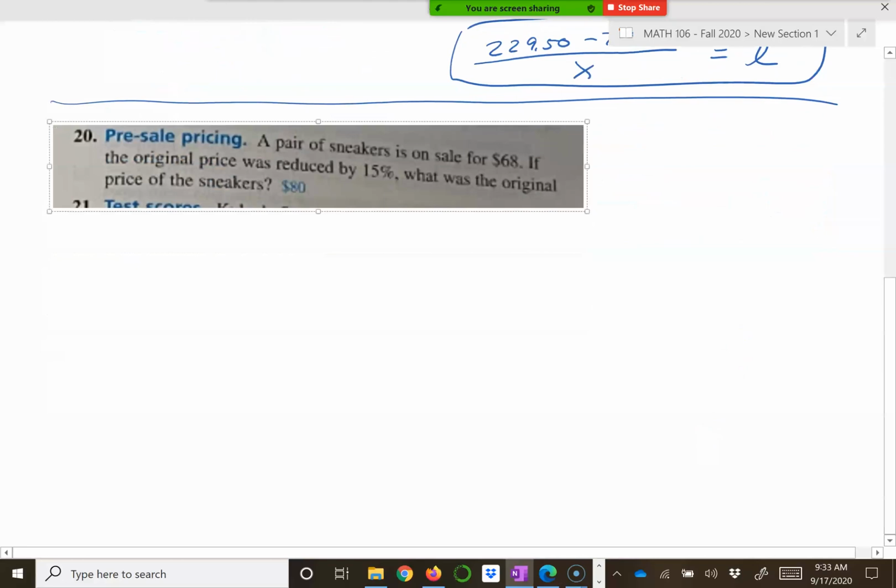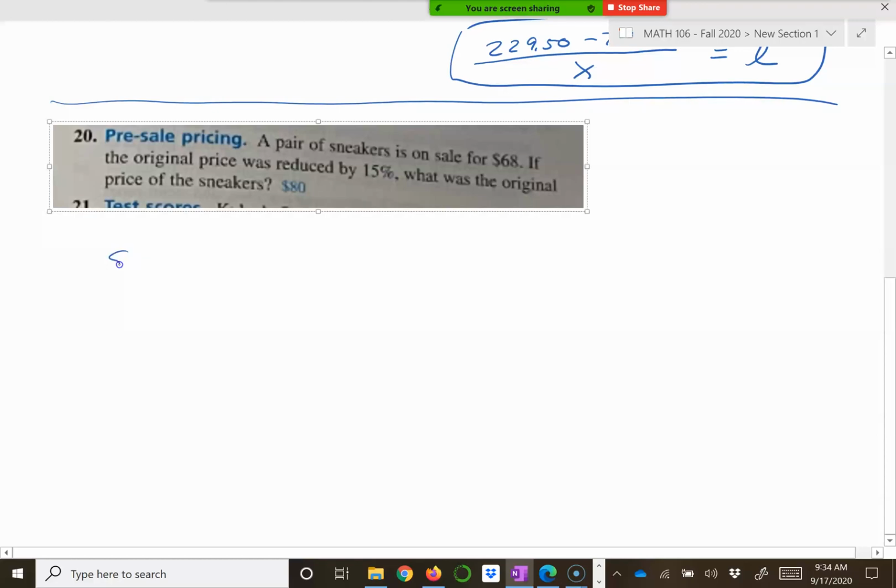So here's the next question. This one, everyone's probably had a situation like this, right? So a pair of sneakers is on sale for $68. All right? If the original price was reduced by 15%, what was the original price of the sneakers? Okay. So let's write some things out here.